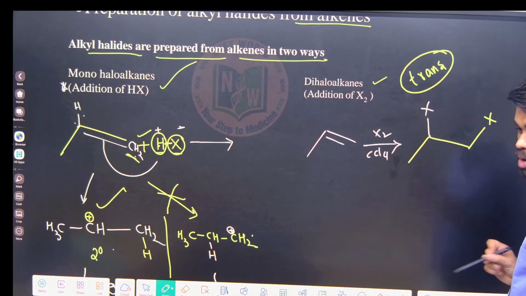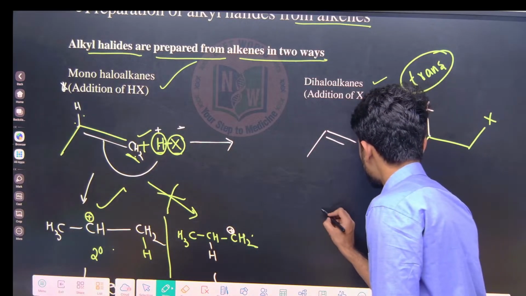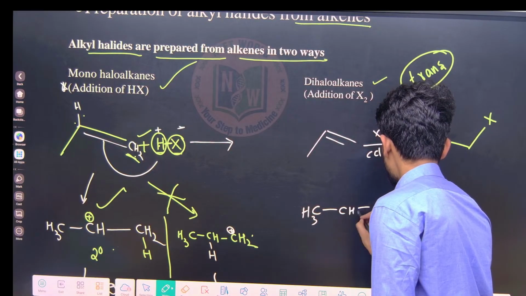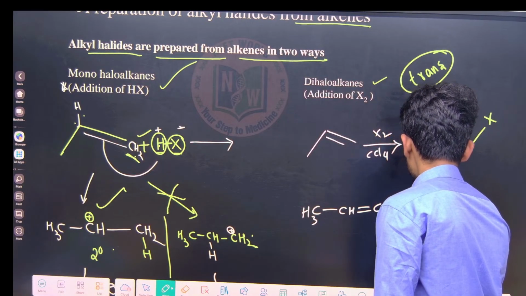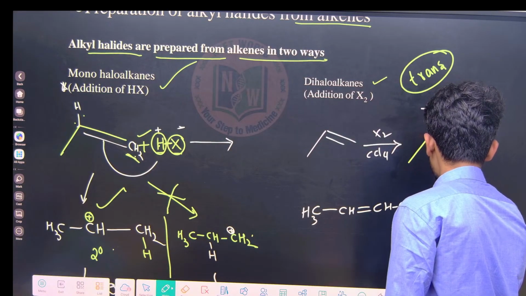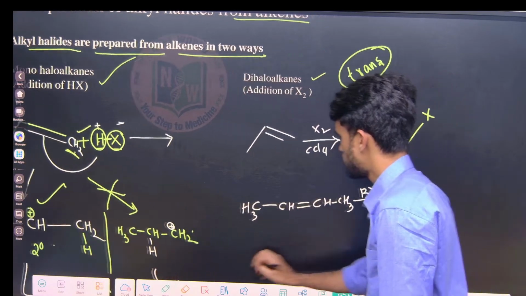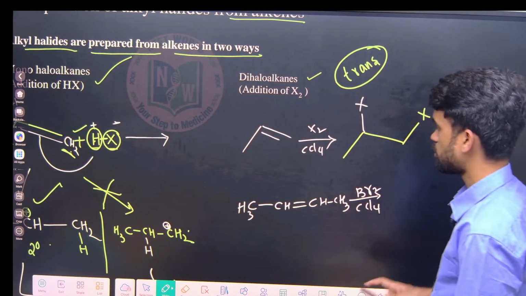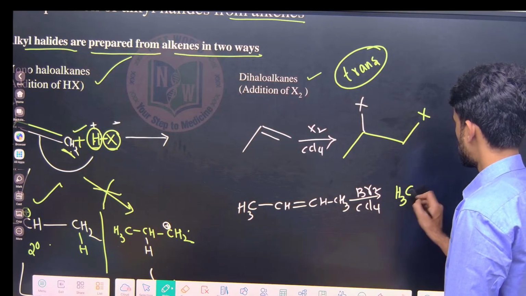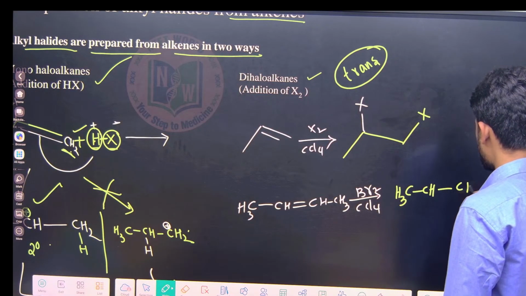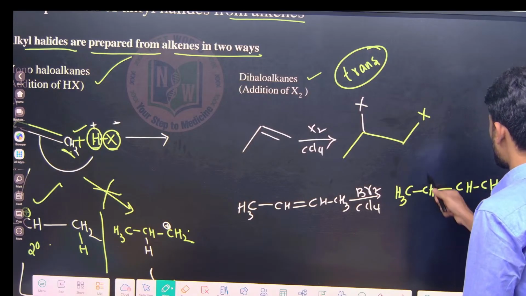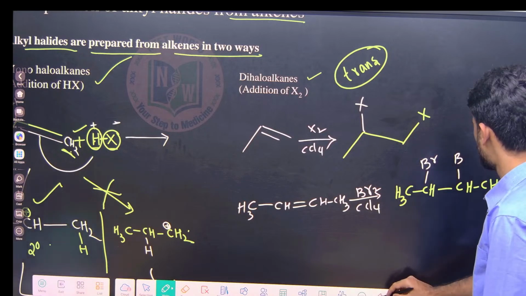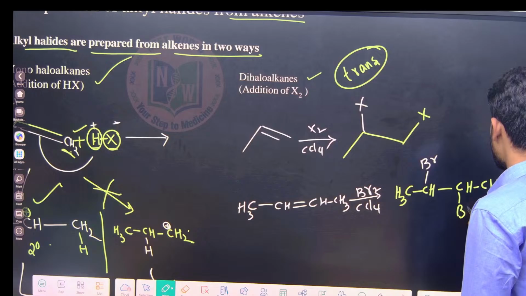Okay, this is a dihalo compound, we got it, no? So now just see here, I am writing CH3, CH double bond CH, CH3. So I am asking you to add Br2 in CCl4. Now tell me what happens? Tell me fast. CH3, CHBr, CHBr, CH3. One bromine on the double bond carbon, on the other side one more, like this. That's it now. But it should be trans to each other.